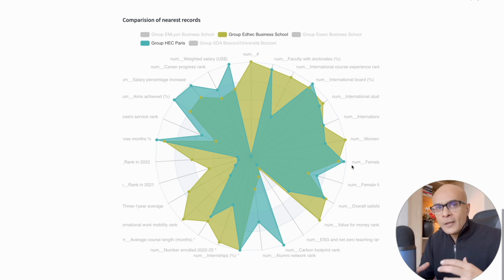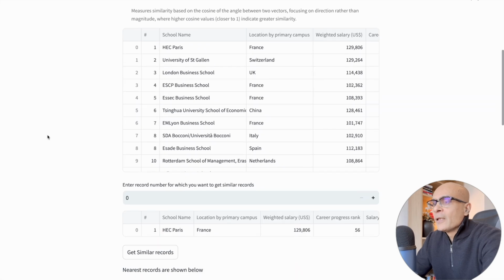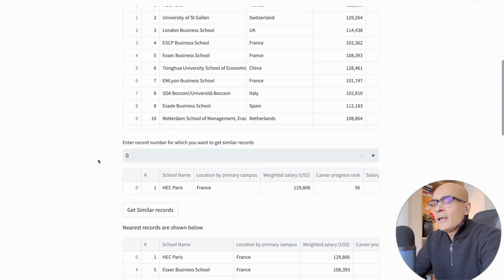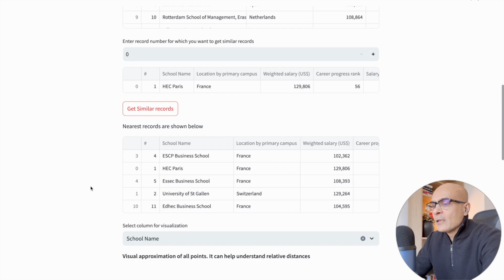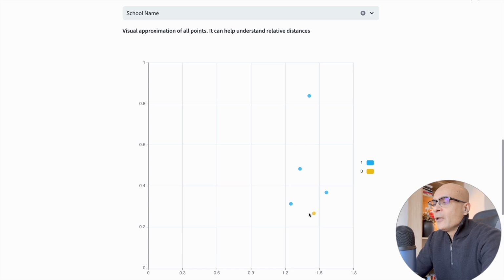Now let us execute the second algorithm, which is the cosine similarity, and here I'm going to go ahead and select the cosine similarity, and let us see what are the schools which are similar to HEC Paris based on cosine similarity. So here I see more or less the same schools which were listed in Euclidean distance, but I see a new school which has come in, which is the University of St. Gallen in Switzerland.